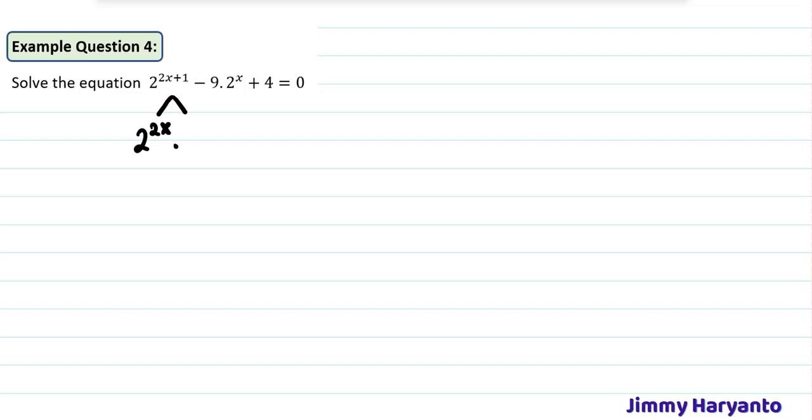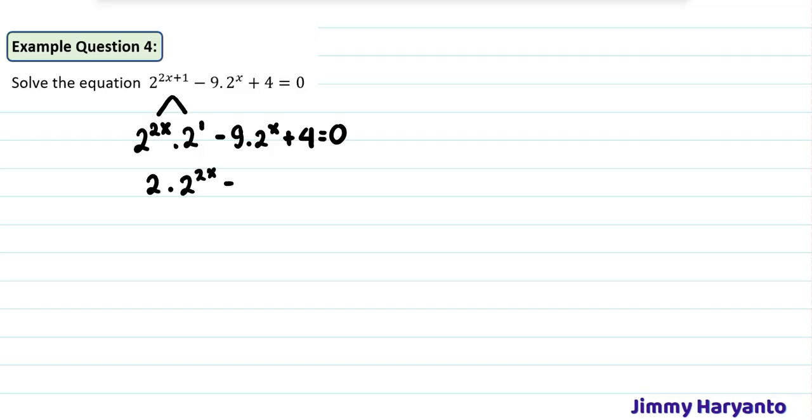So 2 to the power of x times 2 to the power of 1. How did it become like that? Because you have the properties of that one. Negative 9. That means you have to memorize all of the properties. If you don't remember the properties, you cannot do this, guys. Okay, and then I will switch this one. Switch the position. I'll have 2 times 2 to the power of x minus 9 times 2 to the power of x plus 4 equals 0.